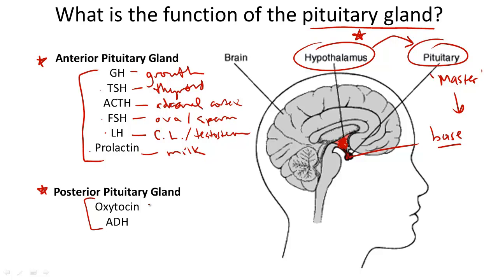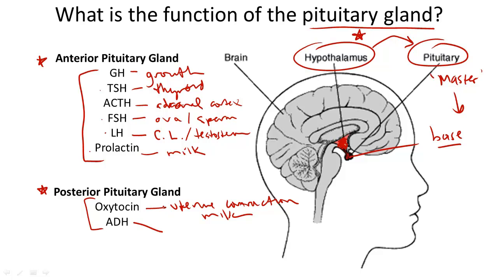In the posterior pituitary gland, oxytocin stimulates the uterus to contract during childbirth. So I'll put uterine contraction. And it also causes the mammary glands to release milk for breastfeeding.